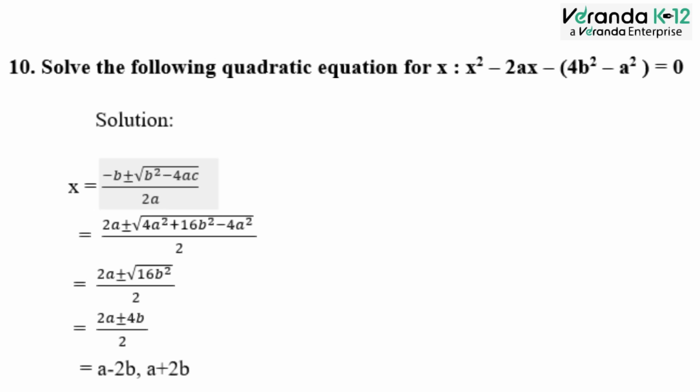Here a is equal to 1, b is equal to minus 2a, c is equal to minus of 4b square minus a square. When we substitute the values of a, b, c in the quadratic formula, we will get 2a plus or minus square root of 4a square plus 16b square minus 4a square by 2. After simplification, we will get x values as a minus 2b and a plus 2b. Now we will move on to question number 11.